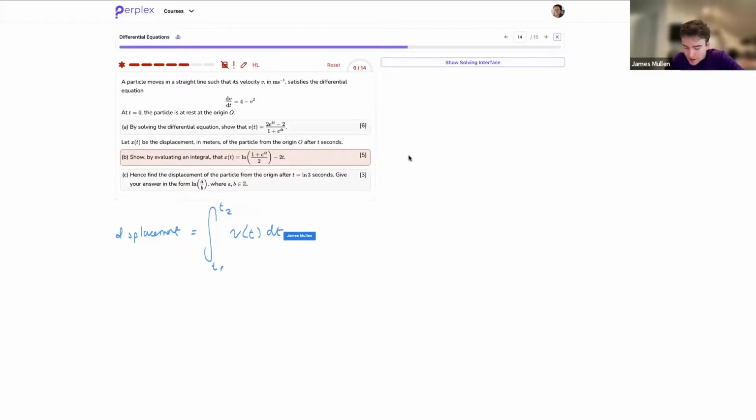All right. Now, in this case, my start time is 0, at which my start velocity is 0. So I can integrate from 0 up to t. Let's do the integral from 0 up to t of v of t dt, so I don't mix up, since I have two different t's. And so let's integrate what I found in part A, which is 2e to the 4t minus 2 over 1 plus e to the 4t dt.